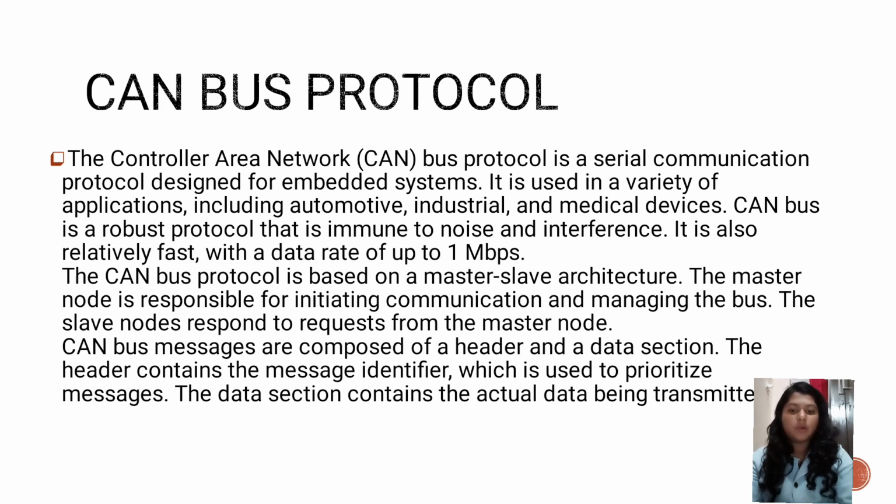The CAN bus protocol is based on a master slave architecture. The master node is responsible for initiating communication and managing the bus. The slave nodes respond to a request from the master node. CAN bus messages are composed of a header and a data section. The header contains the message identifier, which is used to prioritize the messages. The data section contains the actual data being transmitted.